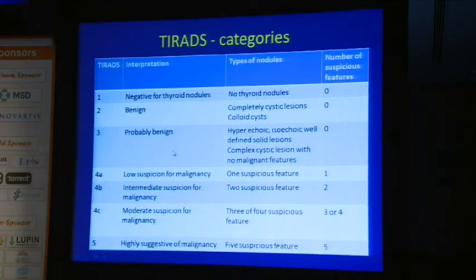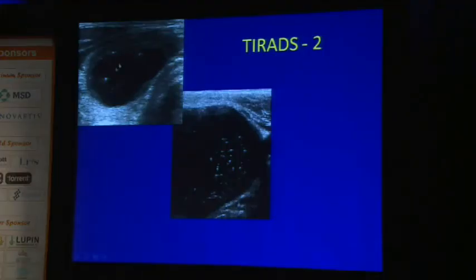Three is probably benign when the lesion is either hyperechoic or isoechoic, meaning it's a solid lesion or it is a complex cystic lesion. Four is subcategorized as A, B, and C, depending on whether there is 1 malignant feature, 2 malignant features, or 3 to 4 malignant features. When there are more than 4 malignant features, it is highly suspicious for malignancy. So this is a classical example of a cystic lesion with multiple comet tail artifacts. This is a TI-RADS 2 lesion, a benign lesion.